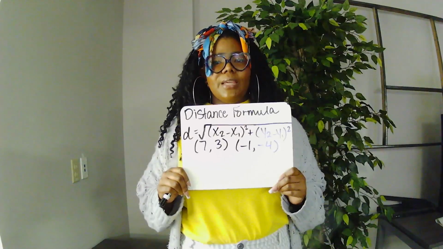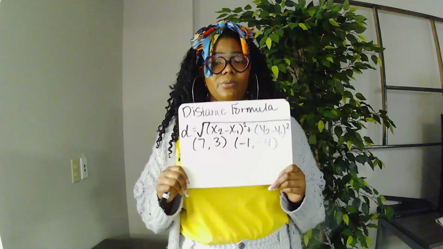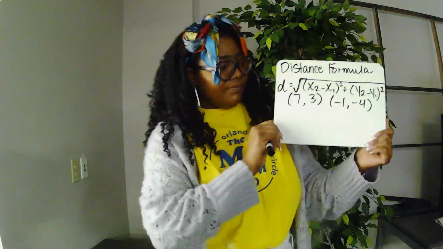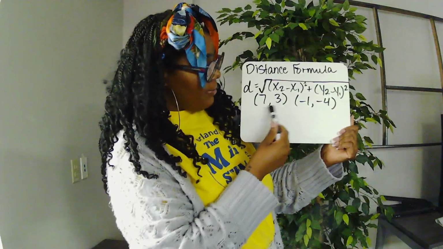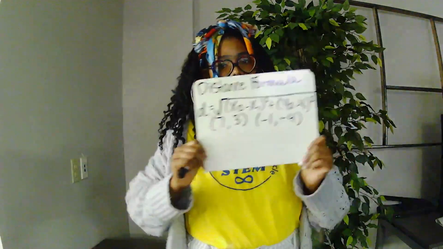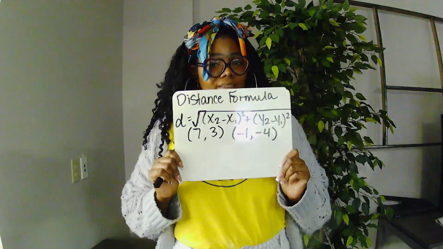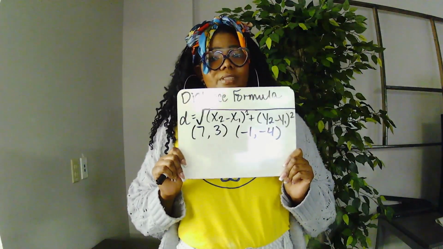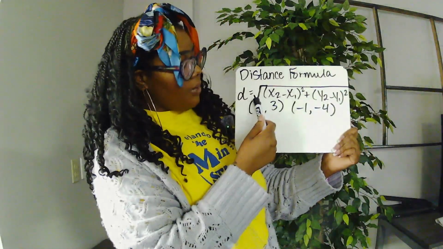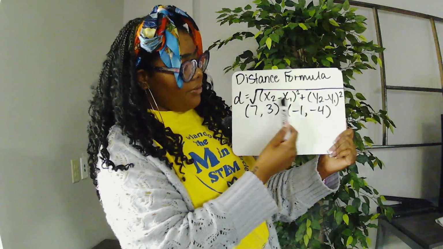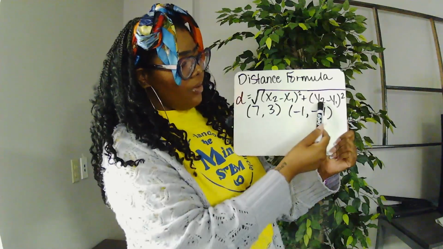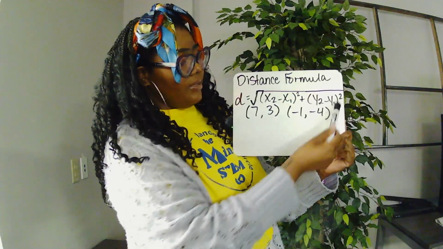This morning, we will be exploring finding the distance between 2 points on a coordinate grid. We have 2 points here, (7, 3) and (-1, -4). In order to find the distance between these 2 points, we will be using the distance formula as follows. The square root of x2 minus x1, and then square it, plus y2 minus y1, and then square it.